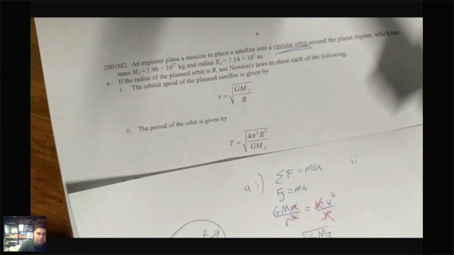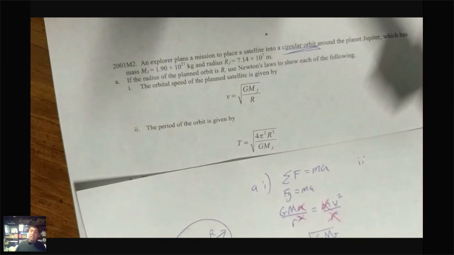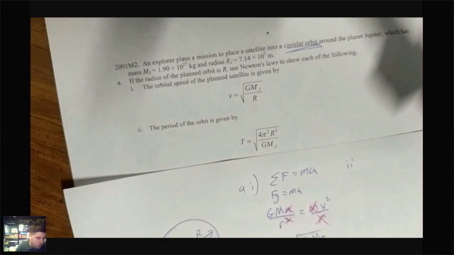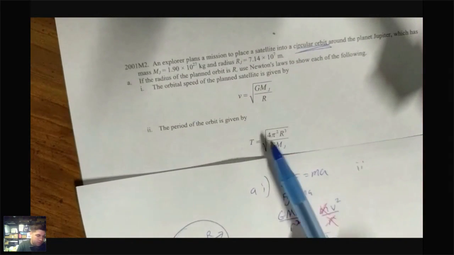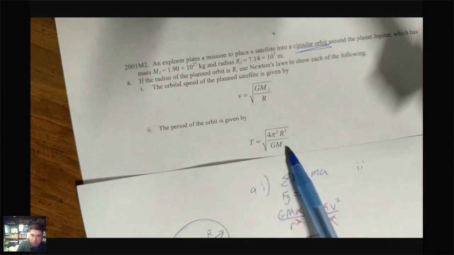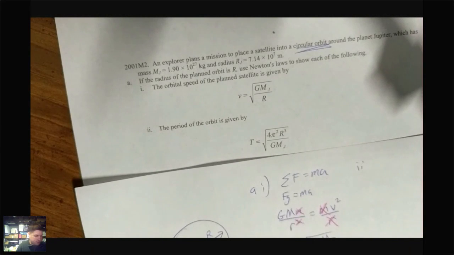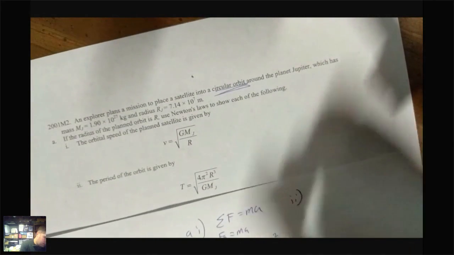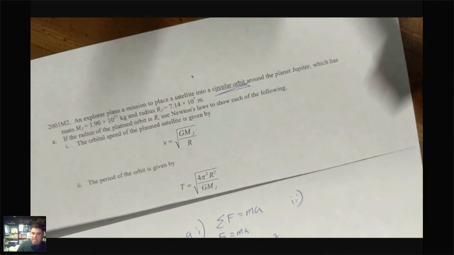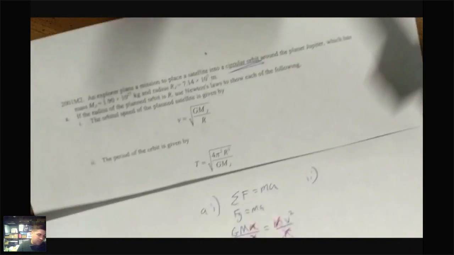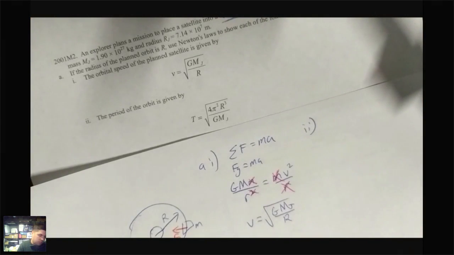Part double I says, okay, now we have to find the period. Remember, the period is the time that it takes for this satellite to orbit Jupiter once. So we're looking for the period of a satellite orbiting, and it's got to be equal to the square root of 4 pi squared r cubed over G mj. Well, there's quite a good deal of stuff there. Something with pi's and r's and stuff like that that weren't in our case originally.